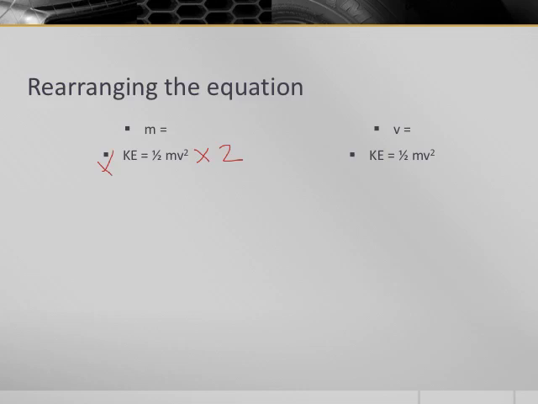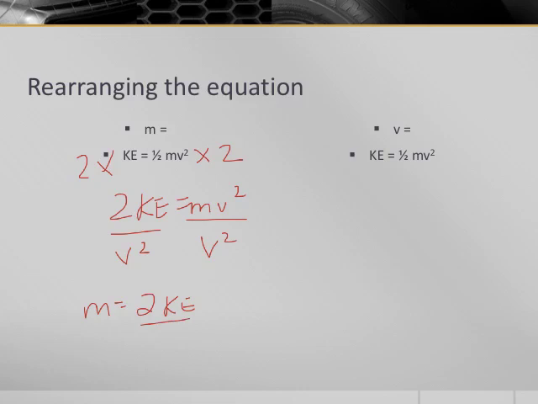So our first step is multiplying by 2. So you're going to have 2 KE equals mv squared. Now from here, hopefully it's kind of familiar what you do. We want m by itself, so we divide by the v squared. So m is equal to 2 KE over v squared.